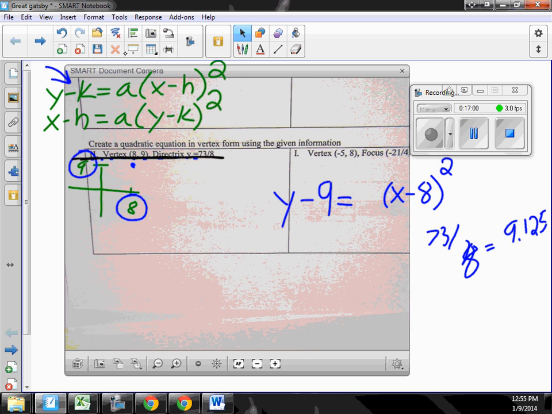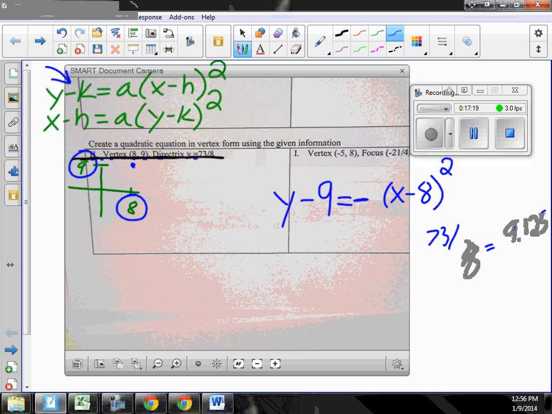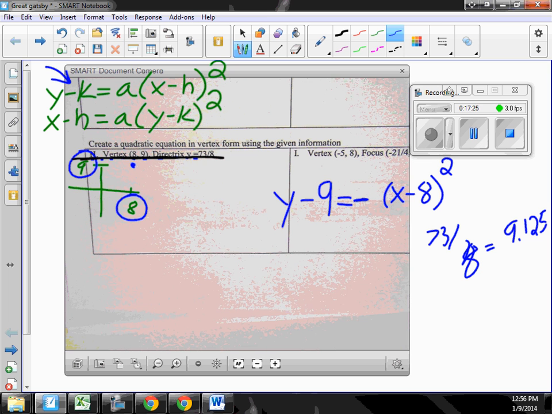A is negative. Why? The directrix is above the vertex, which means that the parabola opens down. If the parabola opens down, then A is negative. So we can put a negative right here. So all of that's really easy. The tricky part is figuring out what A is. So we need to know how open is the parabola. How do we figure that out?